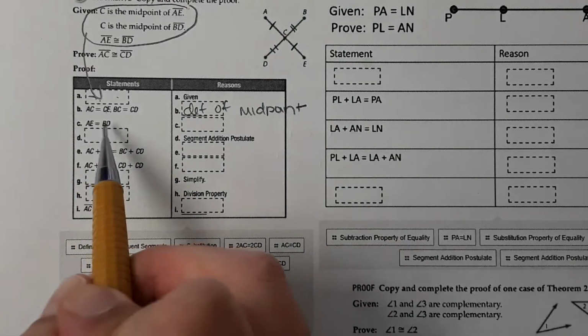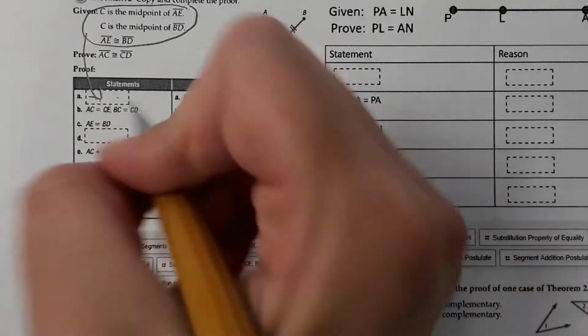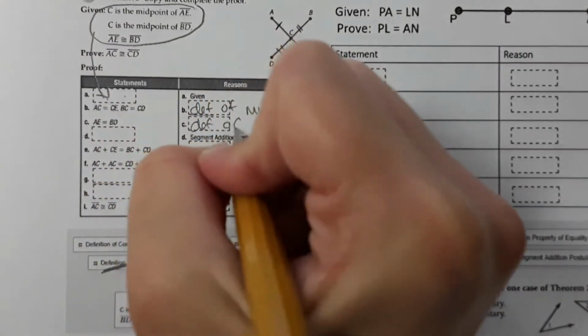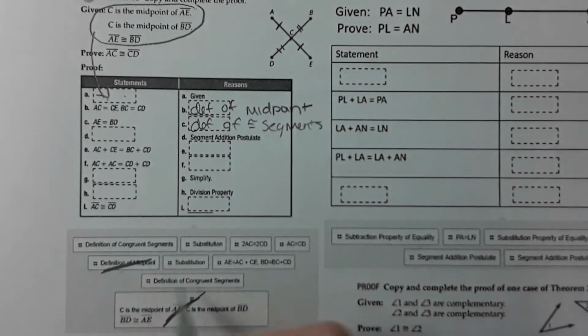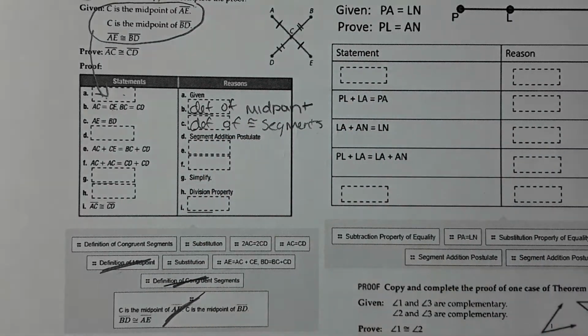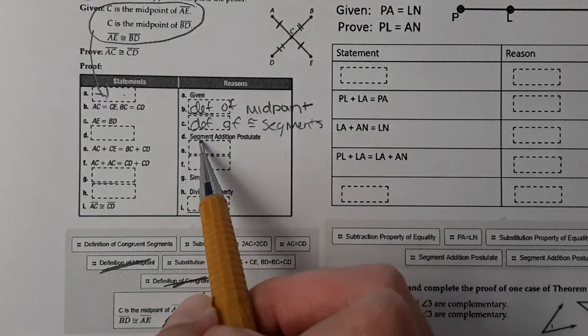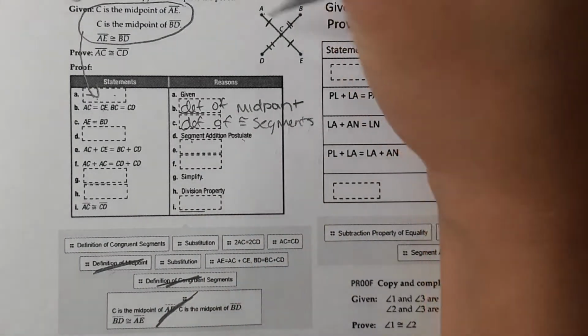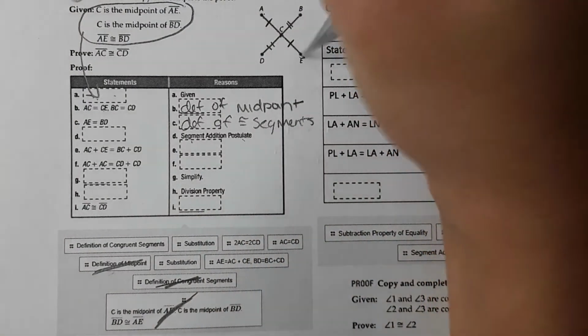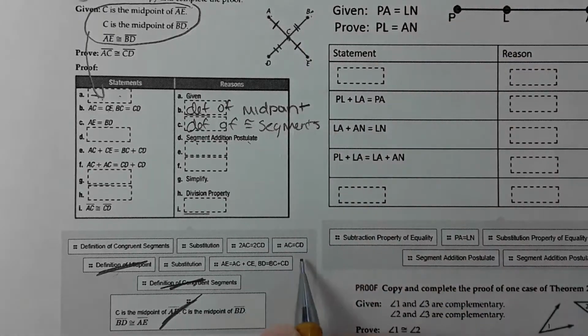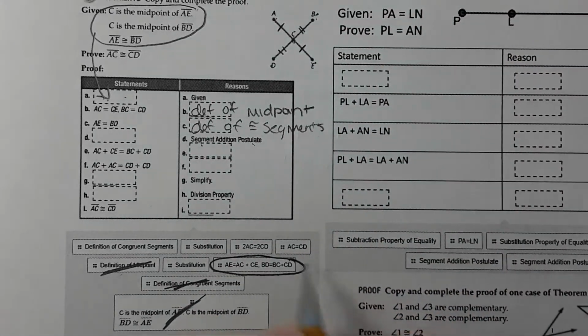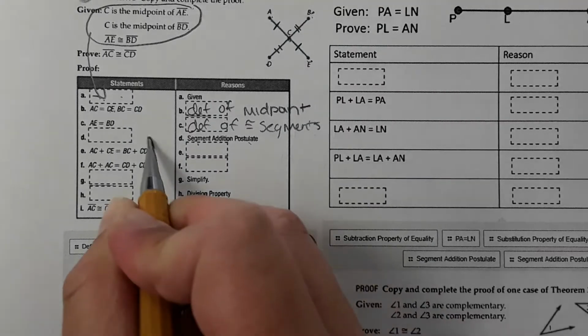Then it says AE is equal to BD in length. That's definition of congruent segments. Next, the reason is segment addition postulate. That means that AC plus CE equals AE and BC plus CD equals BD. I'm not going to be able to fit that in the box. It is this one right here, so I'm just going to draw an arrow up here.